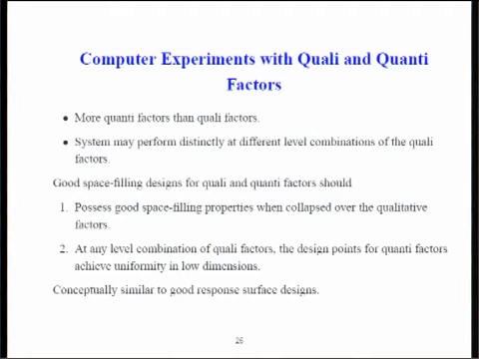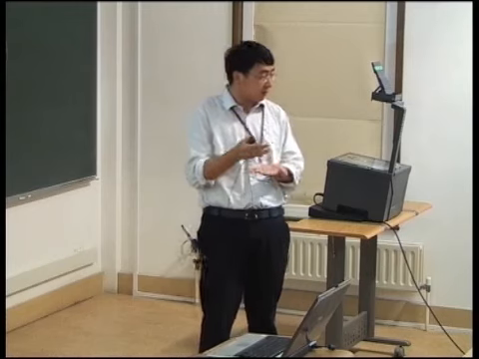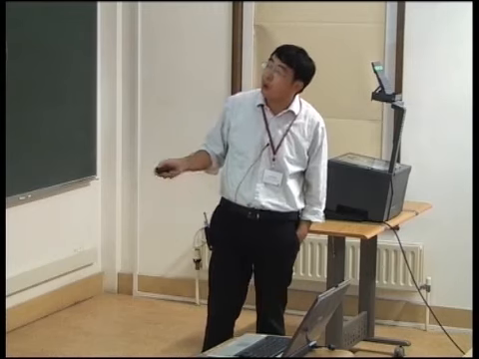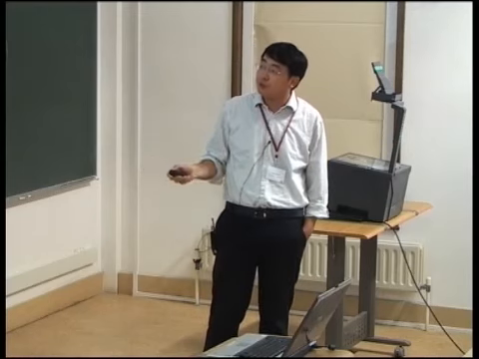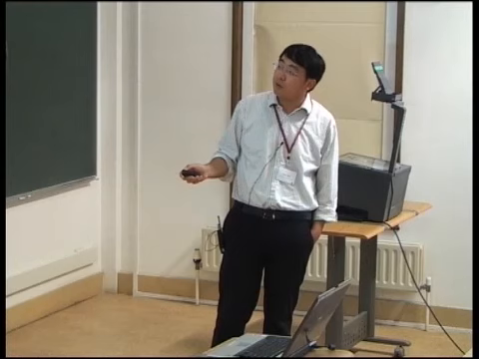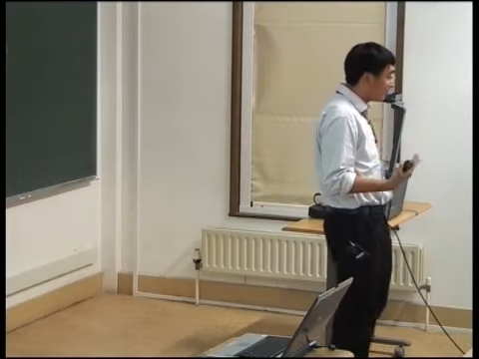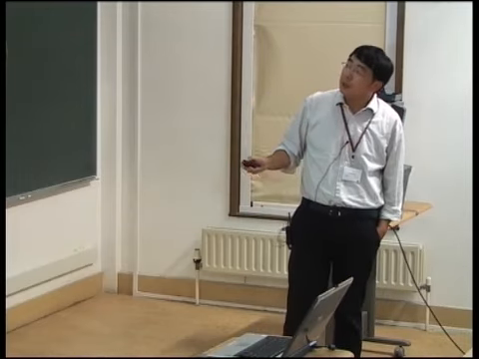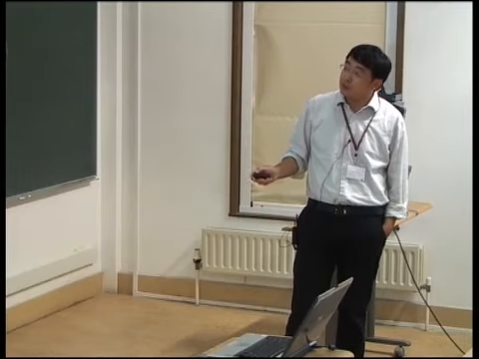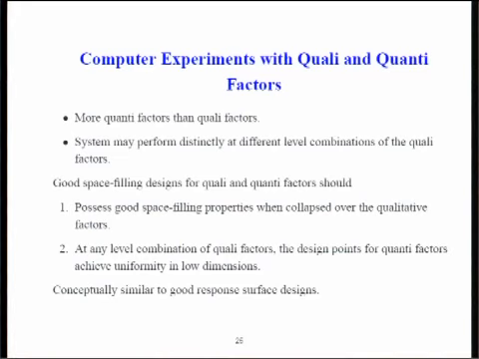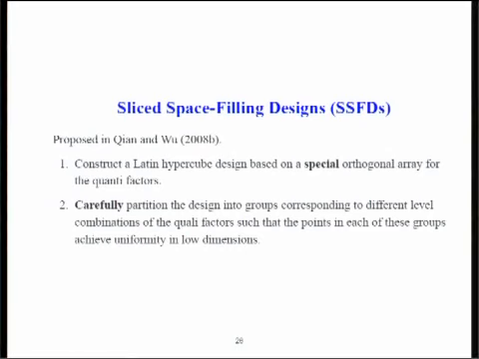The second one is also important because we know we have subsystems, at different level combinations of categorical factors. So we require, if we slice the design into different portions with respect to the different level combinations of categorical factors, we also require the resulting portions to be space-filling, each one of them. If you look at these two, conceptually, a good space-filling design for the mixture type of factors is similar to a good response surface design with mixed inputs. Okay, so now let me give you the sliced space-filling design.